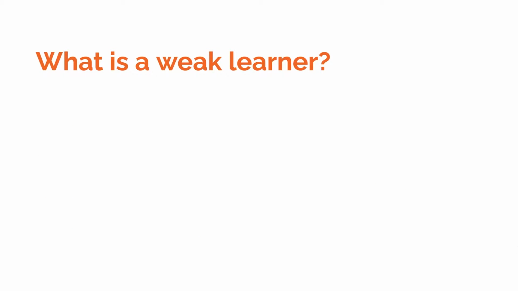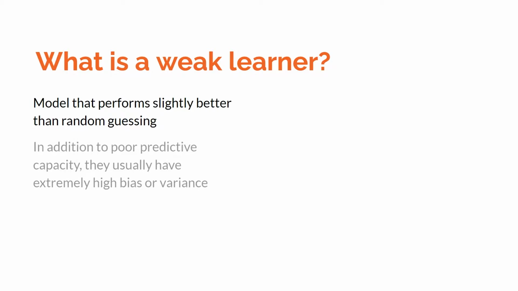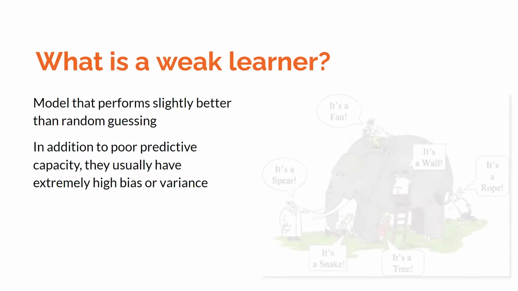So what is a weak learner? A weak learner is a model that performs only slightly better than random guessing. In addition to having these poor predictive capacities, remember they're only slightly better than random guessing, they usually have either extremely high bias or variance.